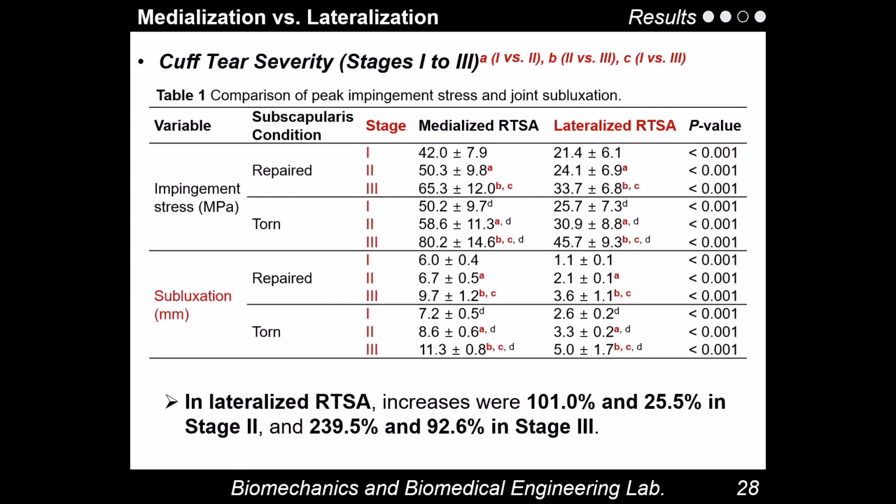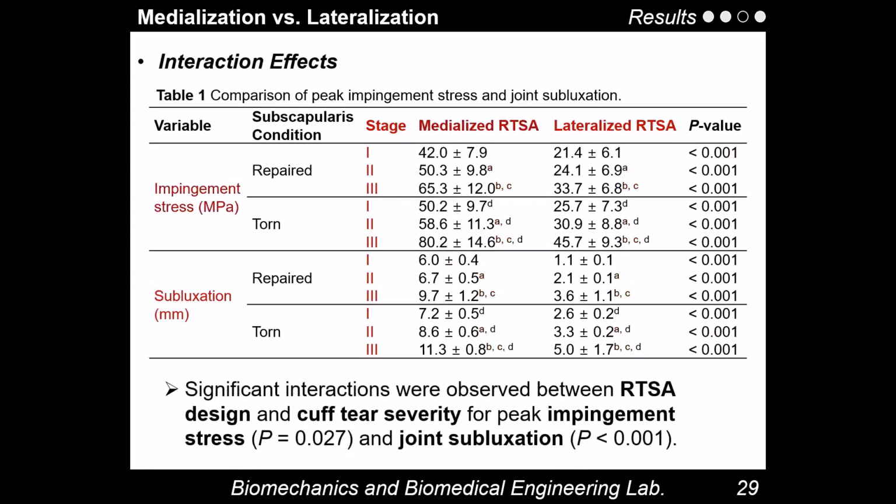To wrap up our results section, we perform a final statistical analysis to evaluate the interaction effects between our primary variables. As summarized at the bottom, we found significant interactions between the RTSA design and cup tear severity for both peak impingement stress and joint subluxation. This means that the effect of tear progression is not uniform across different RTSA designs.